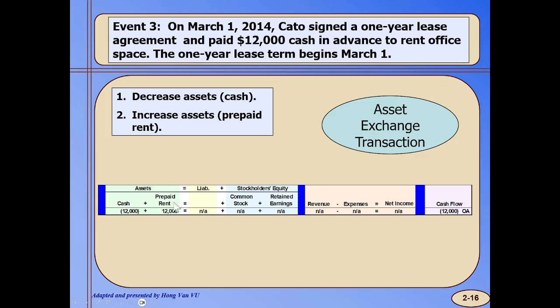The prepaid rent is recorded as an asset but will become an expense later when it is used. There is no effect on the income statement, but the statement of cash flows will report an outflow of $12,000 for operating activity. So here you can see the effect of this transaction on the financial statement model.